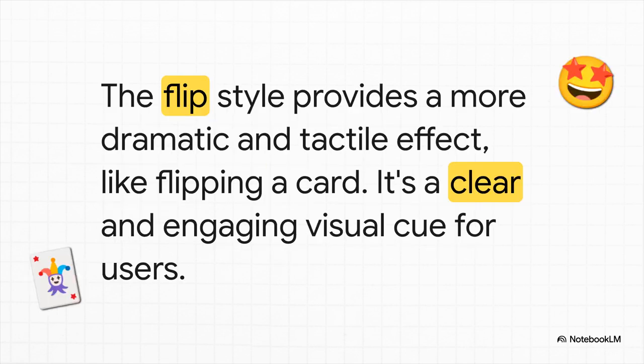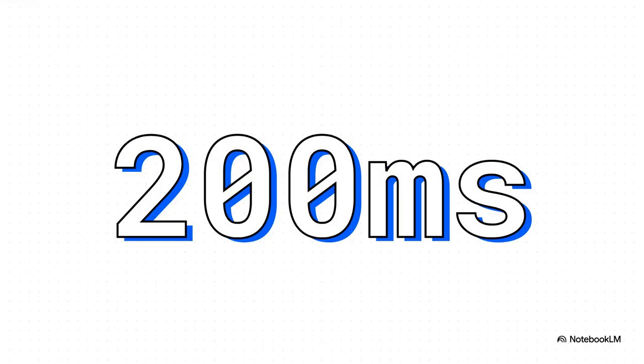Now, the flip style, that gives you something totally different. It's much more dramatic and tactile, like you're actually flipping a physical card over. It's such a clear and satisfying cue to the user that something has definitely changed. And you know, with any great animation, timing is everything. The default is a pretty quick 200 milliseconds, which feels really responsive, but you have total control here. You can tweak the animation MS property to make it faster or slower to make sure it perfectly fits the vibe of your app.